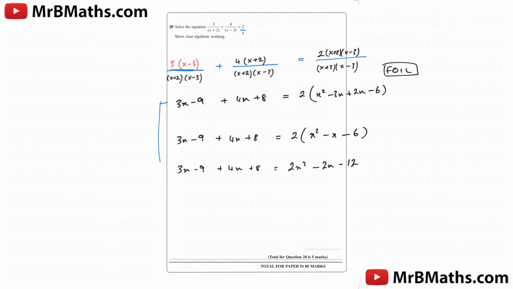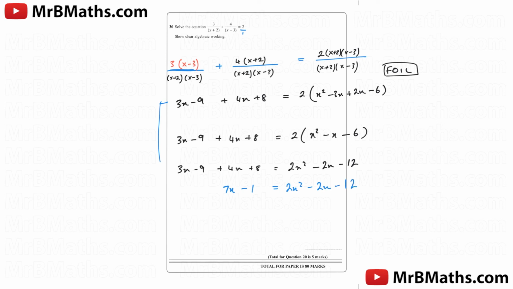So now on the left hand side, two things you would have noticed. One, I have not touched it, so not simplified it, and two, you'll notice that I've not written the denominators of each fraction. Okay, so basically I can forget about them now because they're all the same and just deal with the numerators. So if I look at this now, I can simplify this. So 3x plus 4x, that's going to give me 7x, minus 9 plus 8 is going to give me minus 1. So I end up with 2x squared minus 2x minus 12.